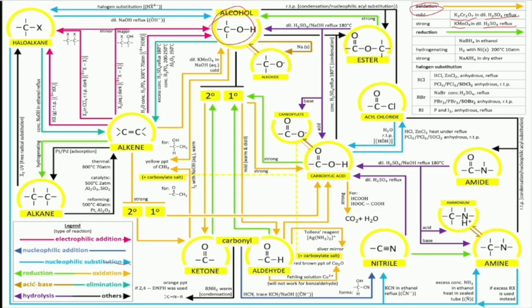Oxidation is signified by the amber arrows. So let's start at the alcohol and follow the arrows down. We've got two examples here. That's one amber arrow, sorry, not yellow. So we can either form an aldehyde or we can form a carboxylic acid.